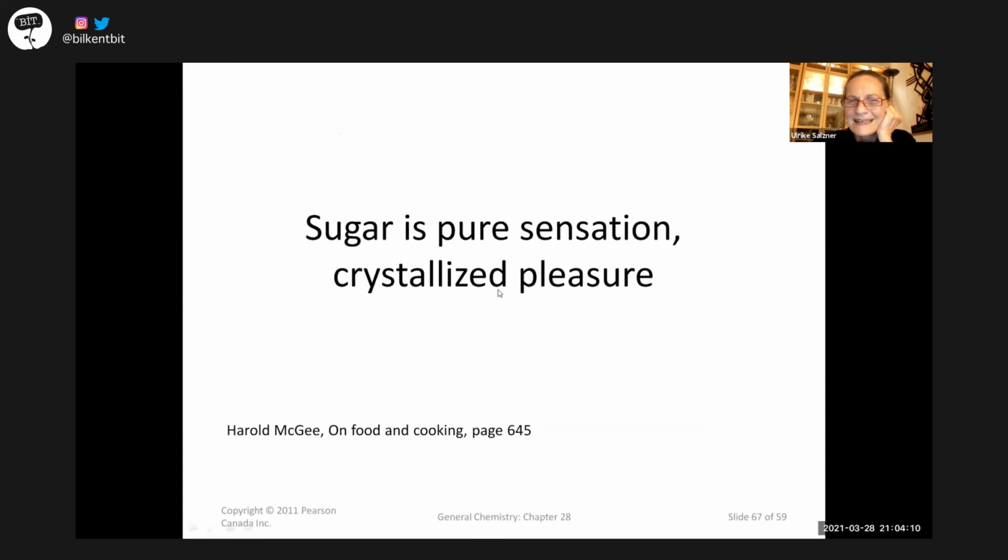If we eat it, from this book on food and cooking, the author said sugar is sensation, pure sensation, crystallized pleasure. Why? Because when we eat sugar, this is the first energy source our body has. In our blood circulates glucose, and the glucose goes directly into the muscles and the brain. This gives us energy, and because of this energy, we get a positive feedback from our brain to eat more of it. So this is why we love sugar.